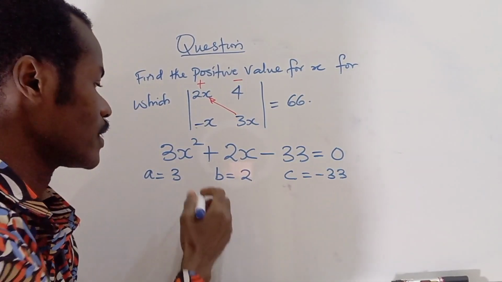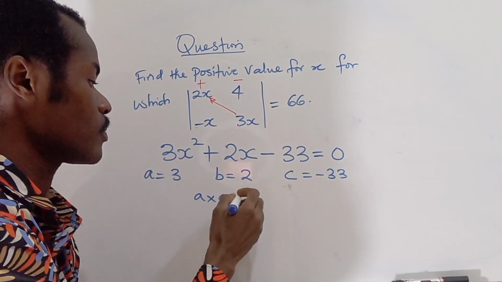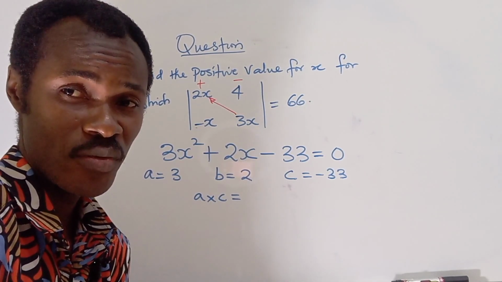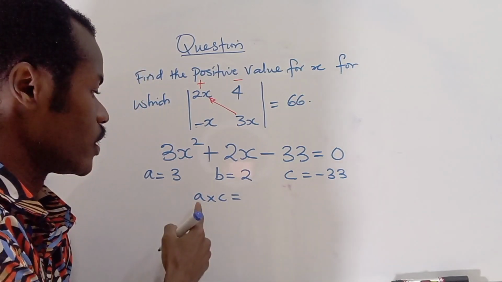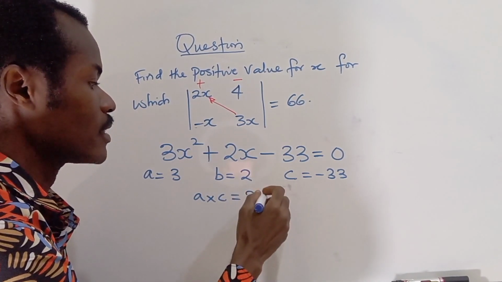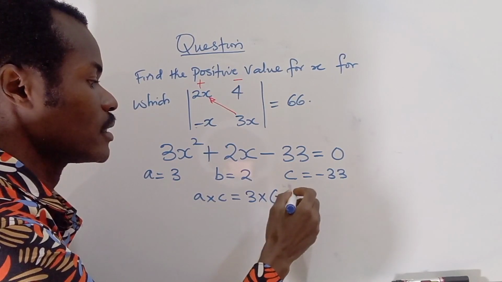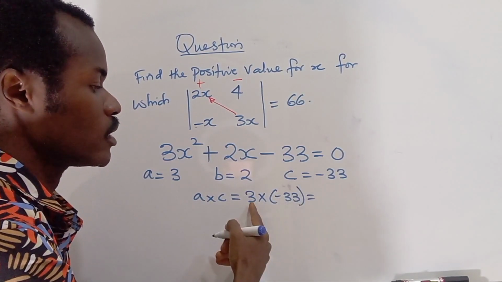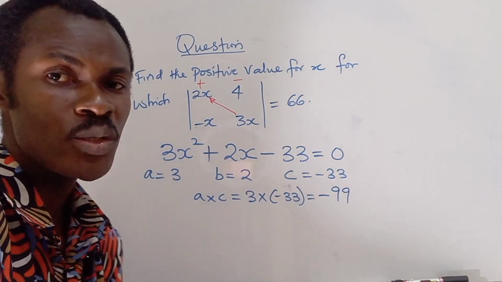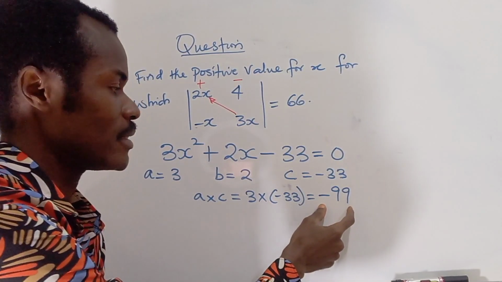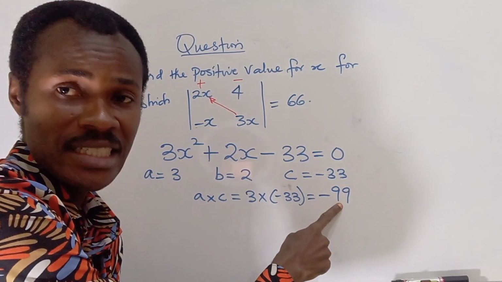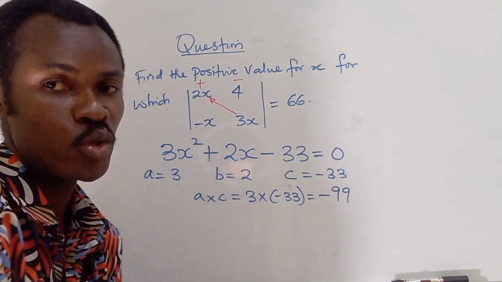Now, the next thing you want to get is your A times C, if you are using the factorization method as one of the methods of solving a quadratic equation. So A times C means 3 times minus 33, which gives us minus 99. The idea is we want to look for two numbers whose product is going to give us minus 99, and whose sum is going to give us plus 2.